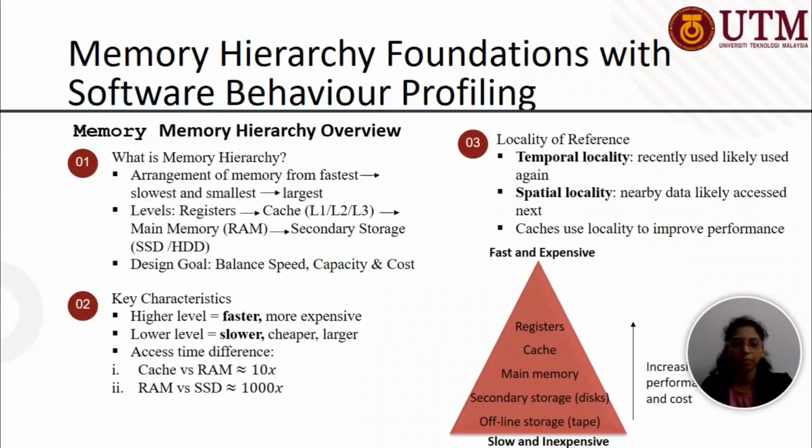Let me start my presentation by explaining the memory hierarchy. In a computer system, memory is arranged from the fastest but smallest at the top to the slowest but the largest at the bottom. This includes registers, cache levels, RAM, and secondary storage like SSDs. The purpose of this hierarchy is to balance speed, size, and cost. Higher levels are extremely fast but expensive, while lower levels are cheaper but slow.